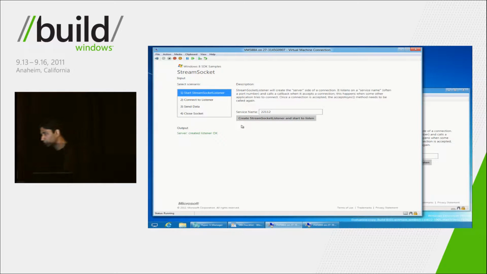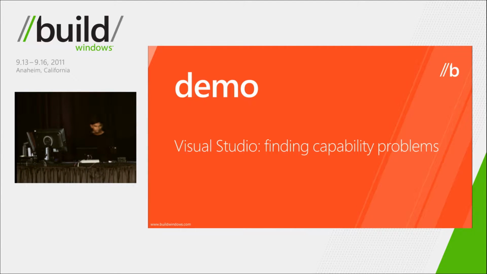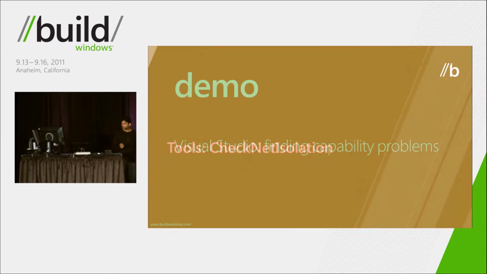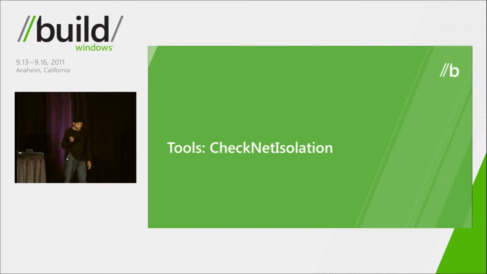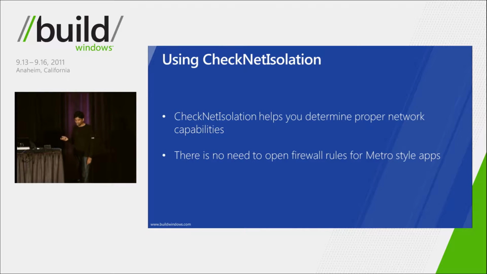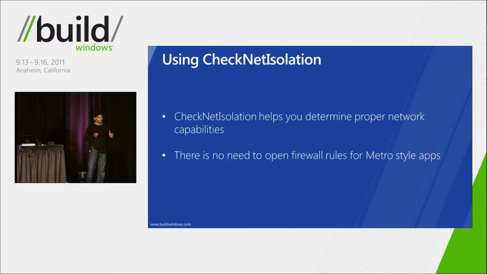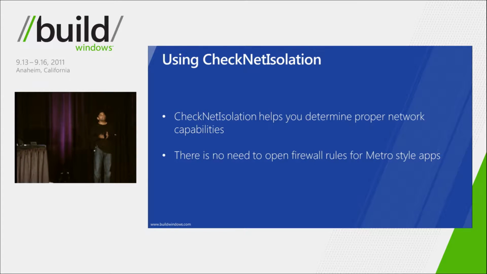Okay, so let's switch back to the next tool, which is called CheckNetIsolation. Just a brief description of this: it's provided in Windows 8, and it helps you determine the exact capabilities you require. Visual Studio did a great job saying you're missing something, but it didn't quite tell us which one you need. So we've written a tool that will help you to do exactly that.